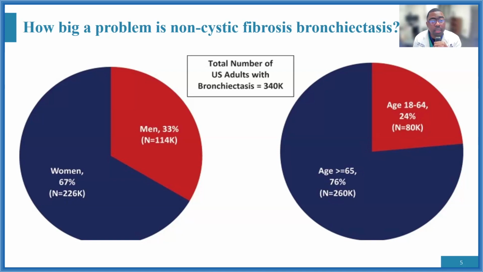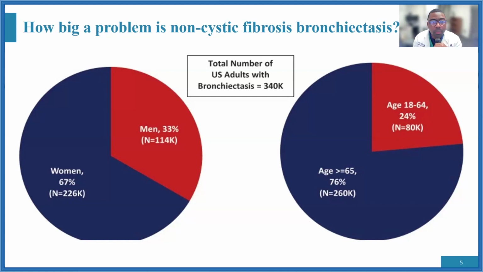And so this data suggests that there are about 340,000 people in the United States with non-cystic fibrosis bronchiectasis. And then you may say, well, there are 330 million people in the United States. That's less than 1% of the population with non-cystic fibrosis bronchiectasis. Why are you so concerned about this? Well, if you're living with non-cystic fibrosis bronchiectasis, you wouldn't say that because your life is pretty miserable. But it's a reasonable question to ask.